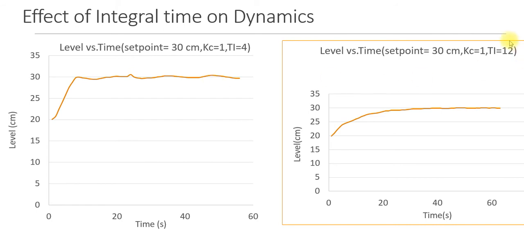Now what if we have used tau I, integral time, equal to 12? So 3 times, it becomes sluggish. Of course there is no oscillation, there is no overshoot, but dynamics-wise it becomes slow. So increasing the integral time makes the response slower, but it will get rid of any oscillation, any overshoot.